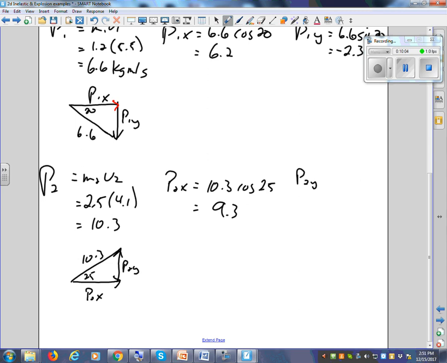P2y is equal to 10.3 sine 25, opposite, 10.3 times sine 25 is 4.4, and that's up, so that's positive 4.4.